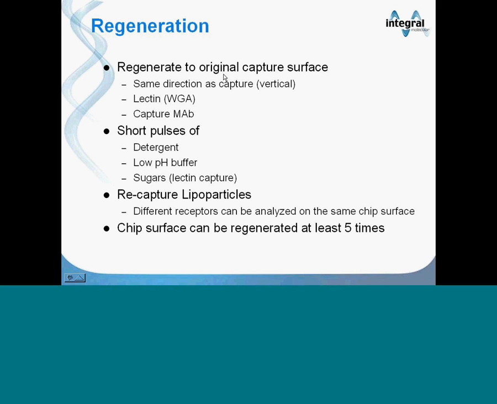So next, I'm going to talk about another interaction technology that we've developed at Integral called shotgun mutagenesis mapping. This is a high-throughput mutagenesis strategy for identifying critical residues involved in different protein interactions.